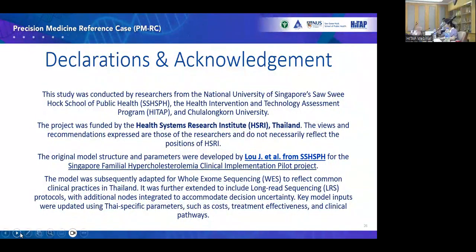First, we acknowledge that the original model structure and the parameters were developed by a research team from the Saw Swee Hock School of Public Health in Singapore, from the FH clinical implementation pilot project. Then we adapted this model to reflect Thailand's specific clinical practice. Next page, please.